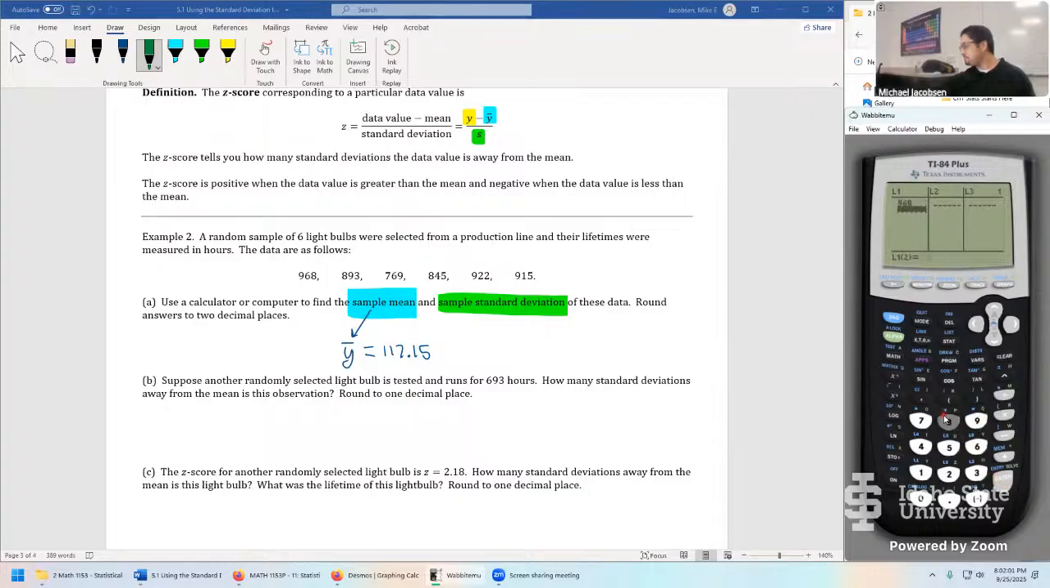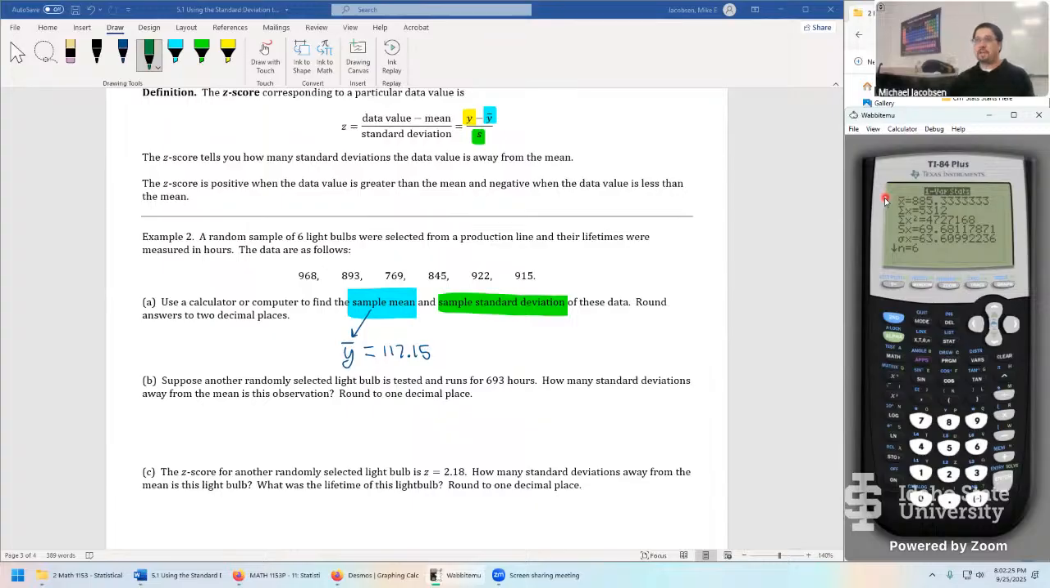968, 893, 769, 845, 922, 915. Okay, now we've got an L1. Again, good eye on spotting that there. That was a mistake that I don't think I was going to see, no matter how long I stared at it.